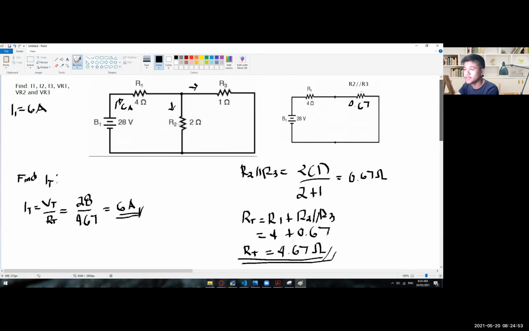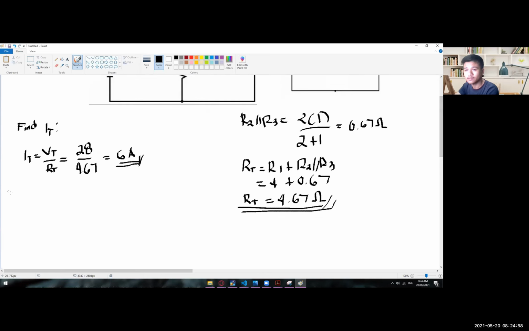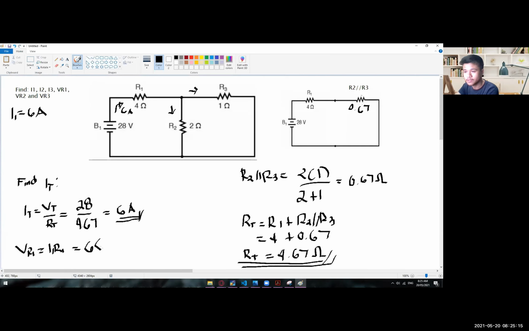So what we need to do for us to be able to solve the VR1, VR2, and VR3, we need this formula first. So VR1 is equal to, since we are looking for the voltage drop on R1, we need the I1 times the R1, wherein I1 is already 6 amps, and then R1 is 4 ohms. So the voltage drop across R1 is 24 volts. Okay, so VR1 is now already answered, 24 volts. There you go.